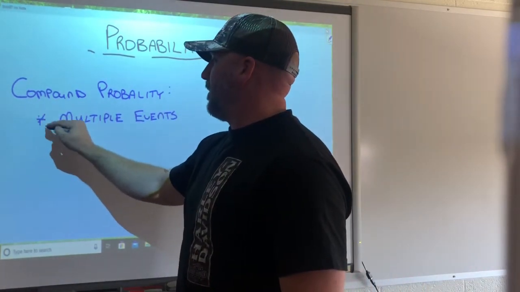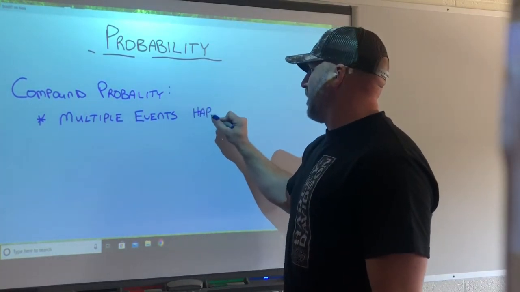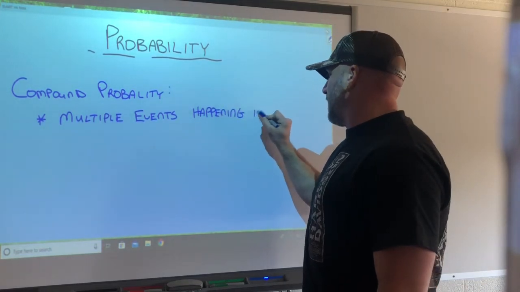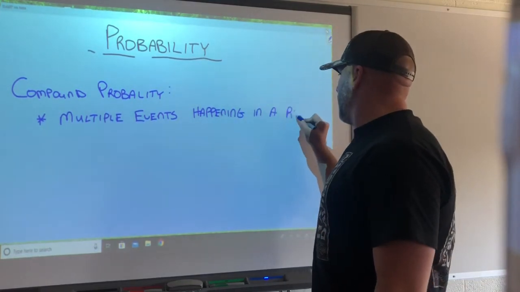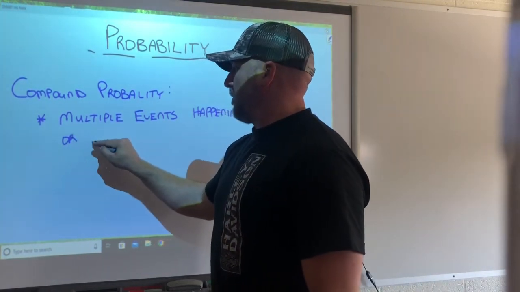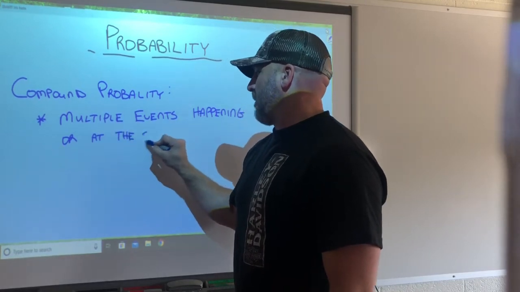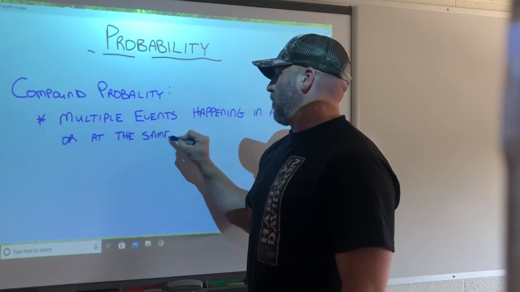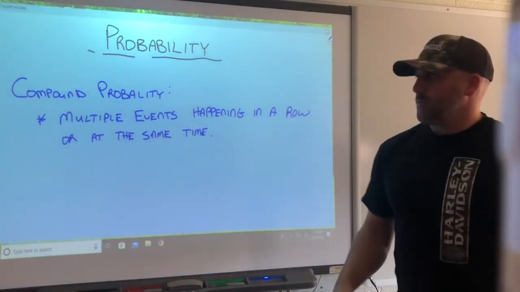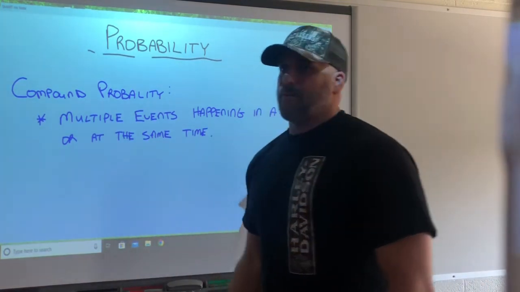All right. So multiple events happening in a row, or even at the same time. All right, so with compound probability, this is the idea that, let's go with rolling dice.